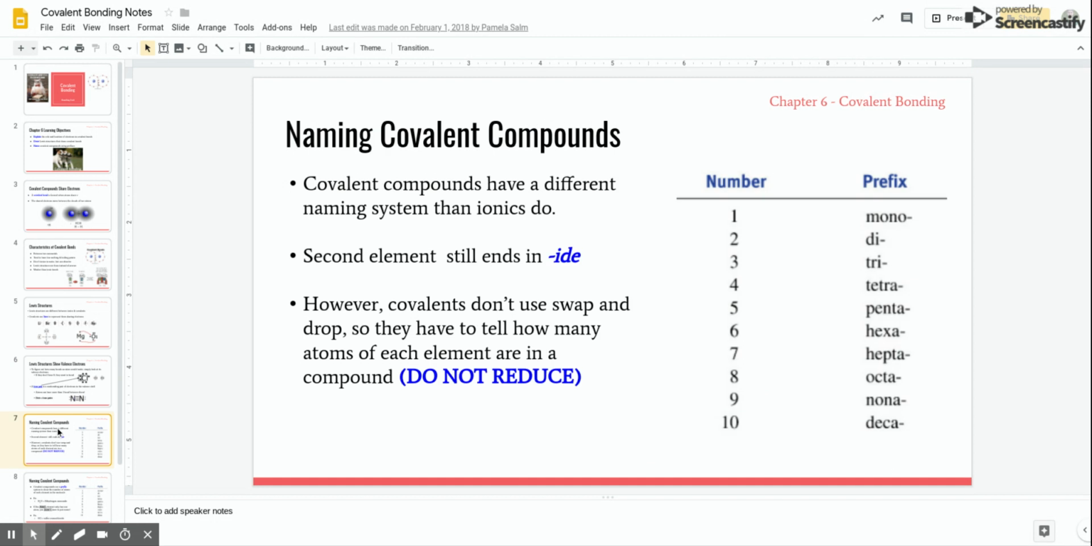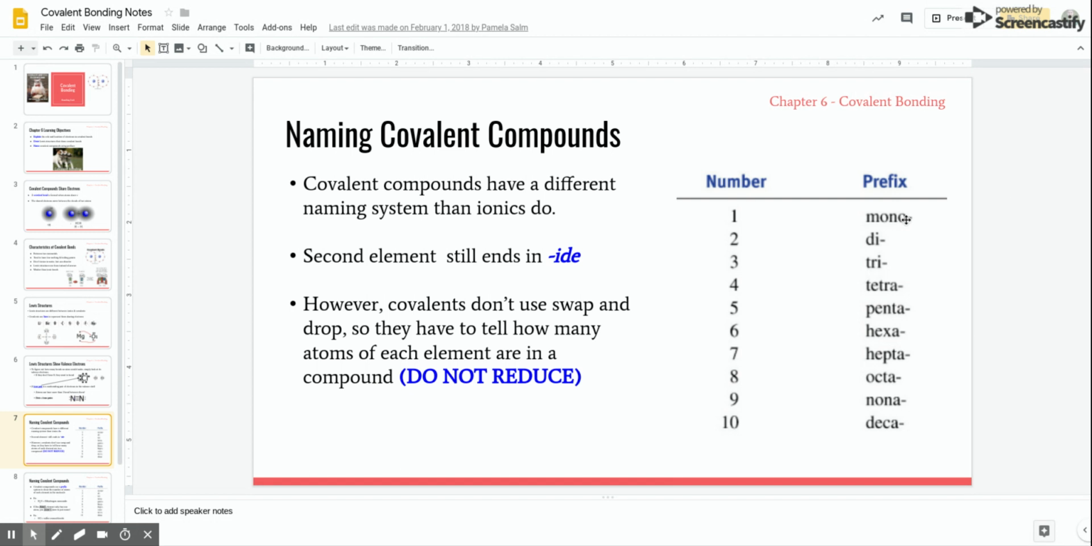Now, in terms of naming, covalent compounds have a different naming system than ionics. Second element still ends in "ide." However, covalents don't use swap and drop. So they have to tell how many atoms of each element are in a compound, and you do not want to reduce them. Here are the prefixes or code words we use.